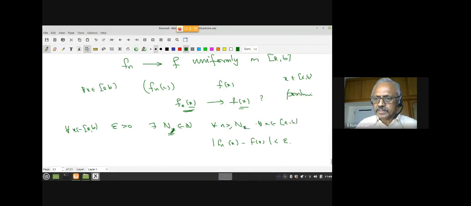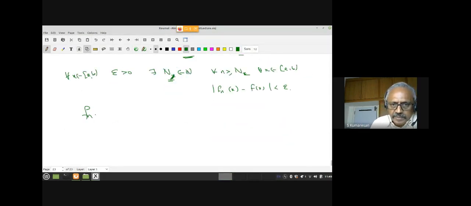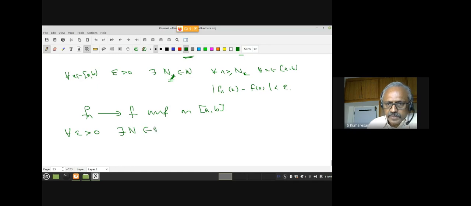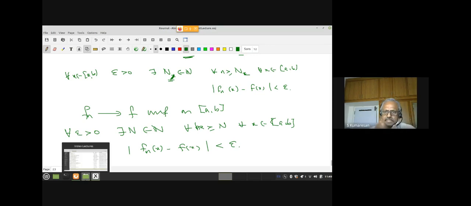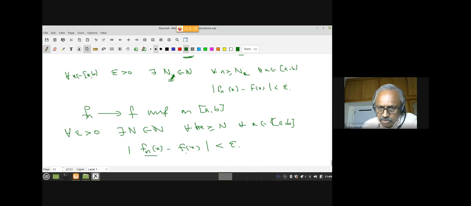So let me write it for ready reference. Let me say Fn converges to F uniformly on the interval AB. Now we are giving a quantitative version. Give me any epsilon positive. There is a capital N, a natural number, so that for every k greater than or equal to n, and for every x in the interval AB, mod fn of x minus f of x is less than epsilon. Earlier, this is a sequence of numbers, therefore this n may depend upon x. But what I want is for every x, the same number should work.